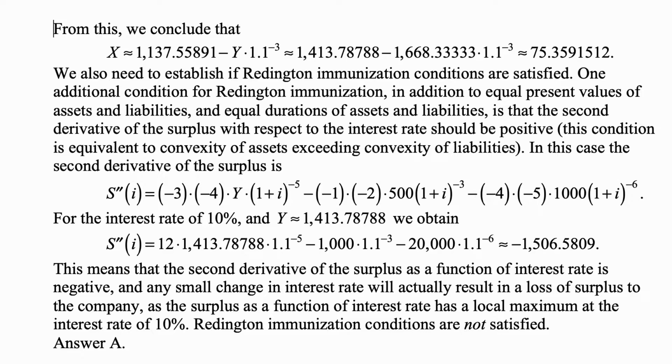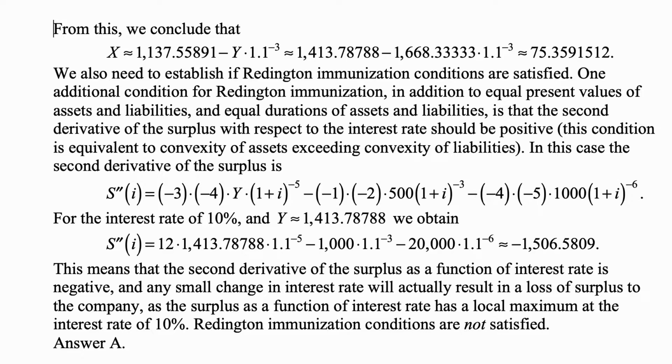Now we plug in the value of y that we just calculated, and we subtract that value of y of 1668.3333 and so on, times 1.1 to the negative 3. We subtract that expression from 1413.78788, and we get x to be approximately 75.3591512. So that's what we know that x and y have to be.